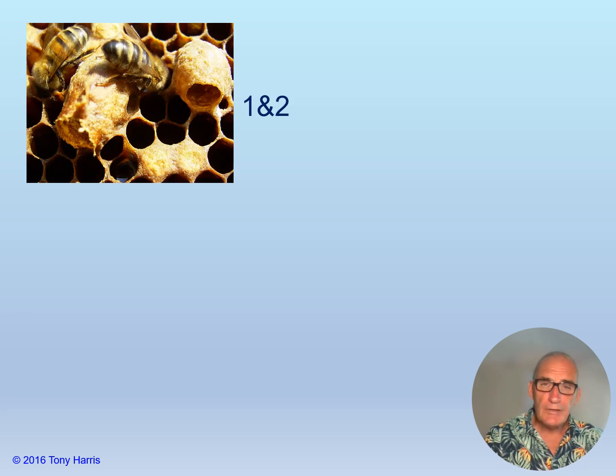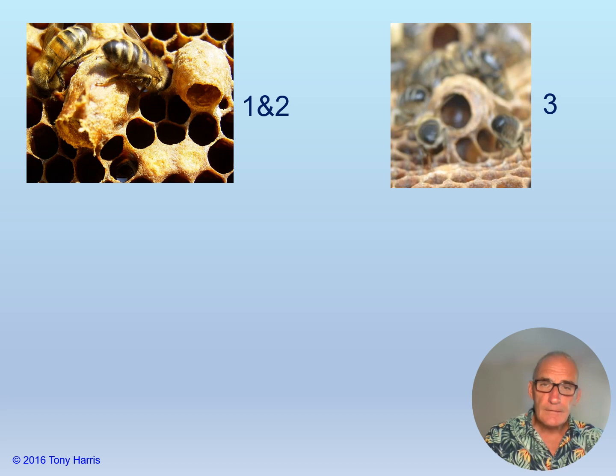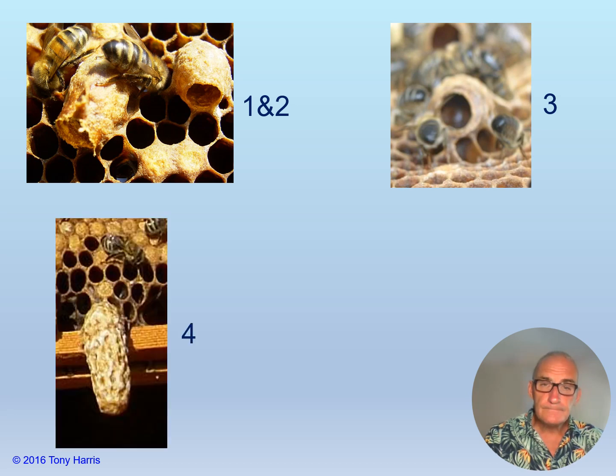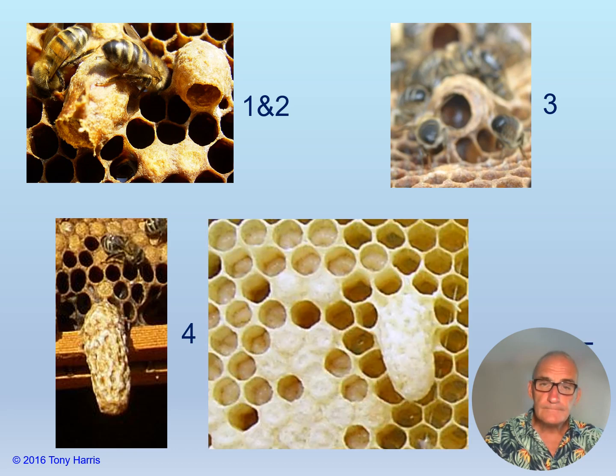Now, have a look at these photographs and see if you can identify what type of cells there are. The answers will be on a slide later on. Number 1 and number 2. What do you see? Number 3. Number 4. Number 5.